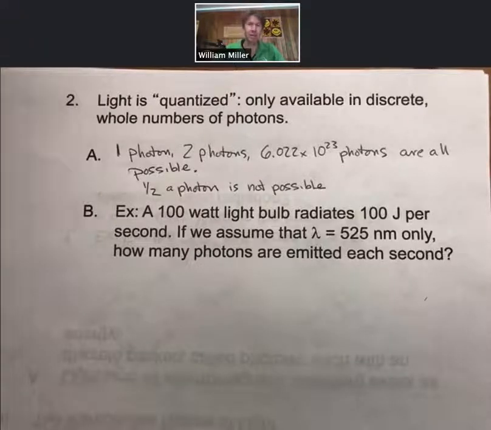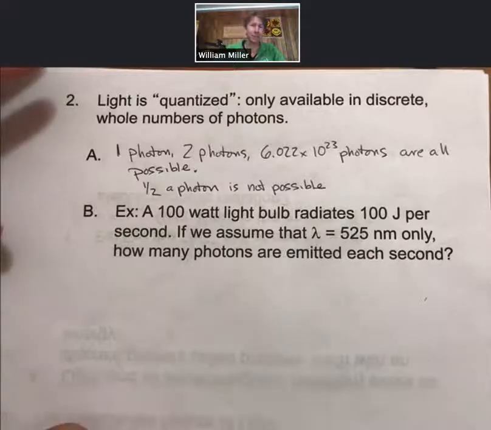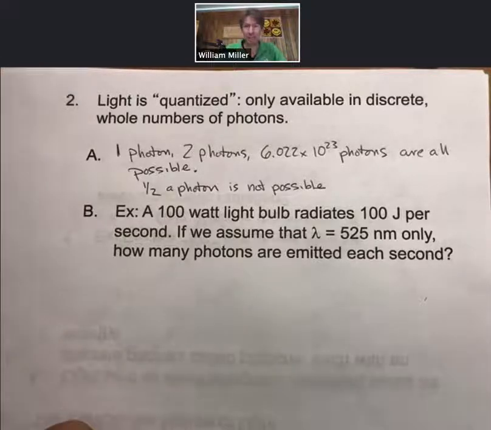So other things that are quantized, you might think that letters are quantized because if you drew half a letter, it would not have any meaning. Atoms are quantized. You can't have half an atom. It becomes something different. So lots of things are actually quantized. And light, even though each photon is very small, as we're about to see in the next calculation, you can only have a discrete or quantized or whole number of them.